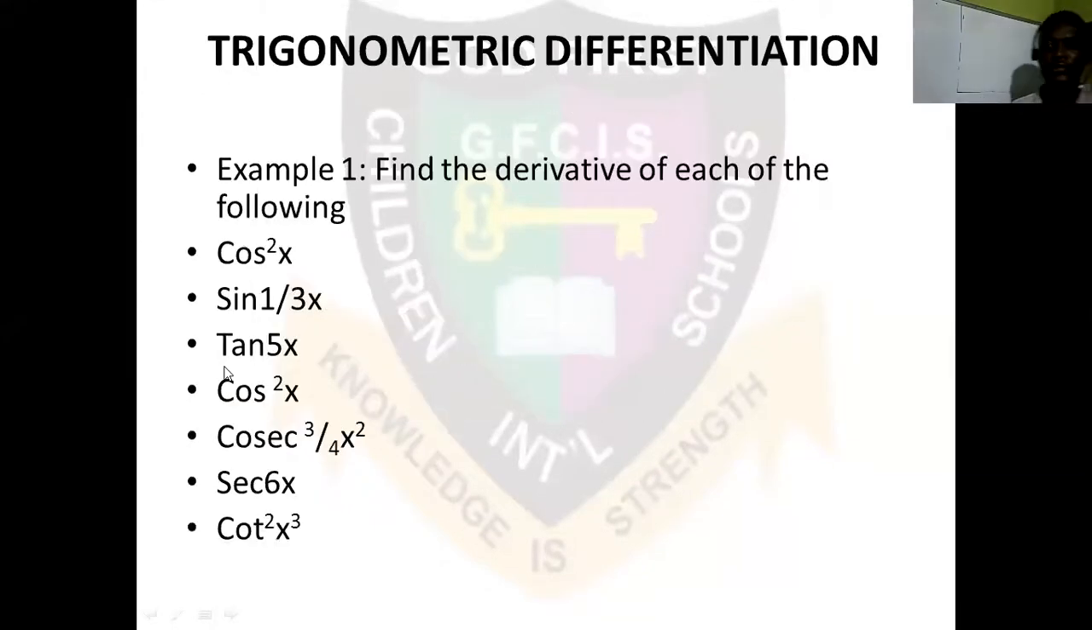So trigonometric differentiation, example 1. Further mathematics, example 1. Find the derivative of the following. So the following are, I'll pick 2: cos squared x, and sine of 1 over 3x.